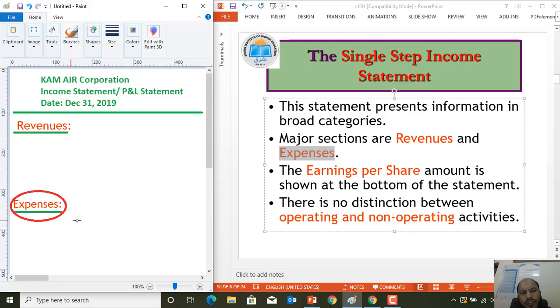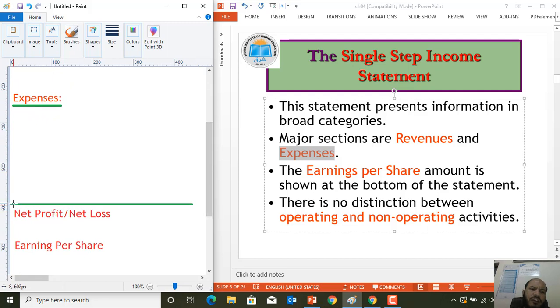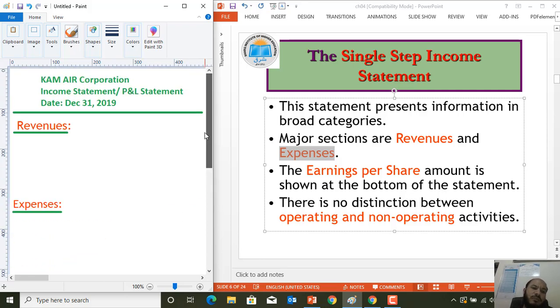And also we should use the expenses over here, the expenses account of the business. From these revenue and expenses, we will find net profit, or we may find the net loss. And finally, we will divide the net profit on the outstanding shares of the company. So we will have the earning per share over there. This is simple step income statement.